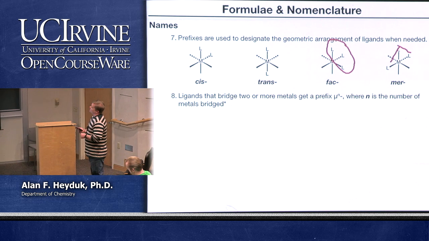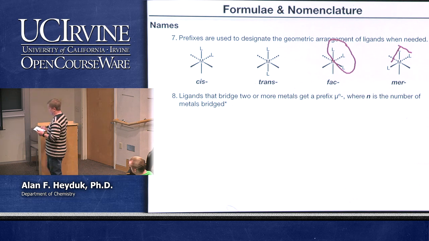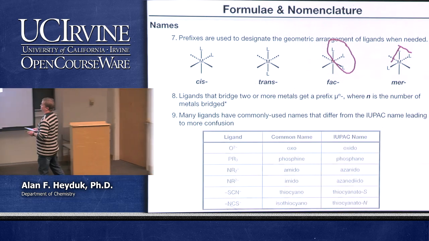Ligands that bridge 2 or more metals get a prefix mu with a subscript n. n is the number of metals bridged. We saw that for sulfur.